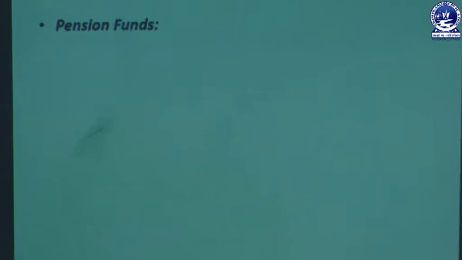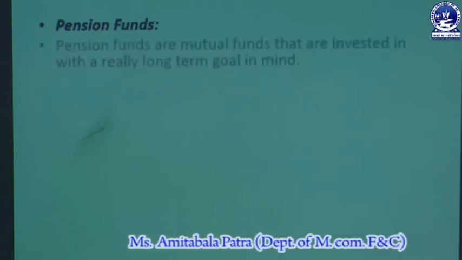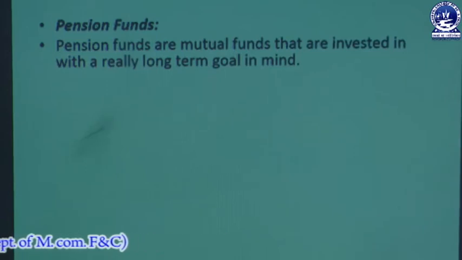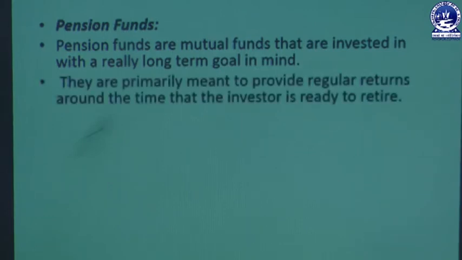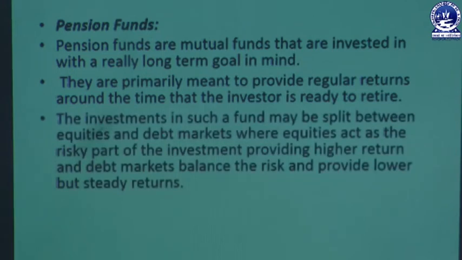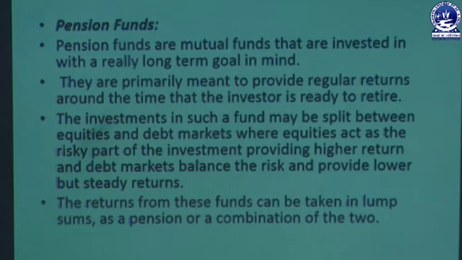Apart from all this, another important type of mutual fund based on the objective of the investor is the pension fund. Pension funds are mutual funds invested in with a really long term goal in mind, and they are primarily meant to provide regular returns around the time that the investor is ready to retire. The investments in such a fund may be split between equities and debt markets, where equities act as the risky part of the investment, providing higher return, and the debt markets balance the risk and provide lower but steady returns. The returns from these funds can be taken as a lump sum, as a pension, or as a combination of the two. So that is what a pension fund is.